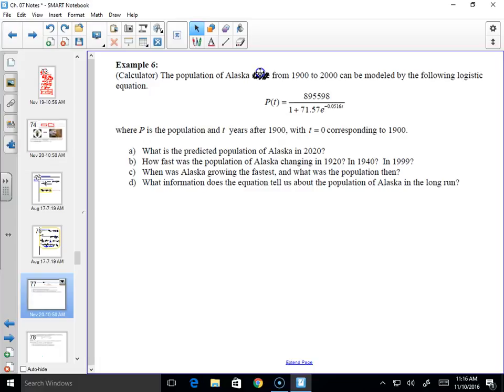Okay. So, what do we do for letter A? Letter A, we need to plug in 120 for T. 120 into who? T. So let's do P of 120. Do you have to really show anything more than that? This is a calculator problem on the AP. No, what are we going to do right now to do it?